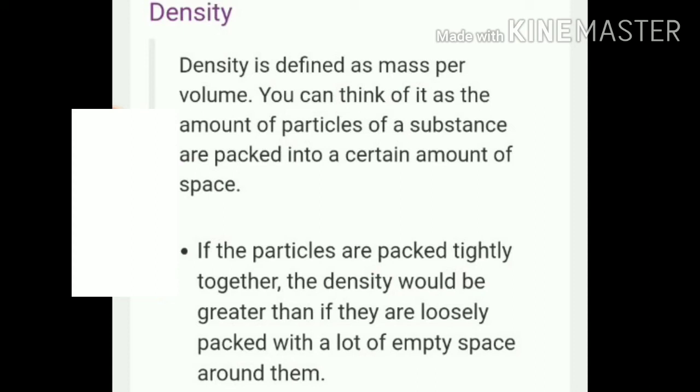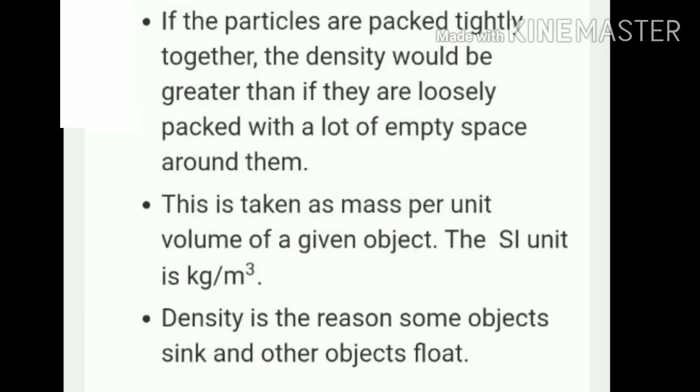You can think of it as the amount of particles of a substance packed into a certain amount of space. If the particles are packed tightly together, the density would be greater than if they are loosely packed with a lot of empty space around them. So this is taken as mass per unit volume of the given object. The SI unit is kg per meter cube.